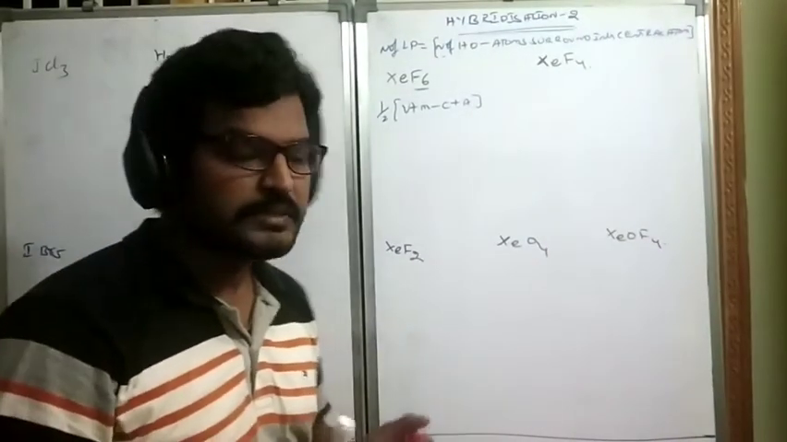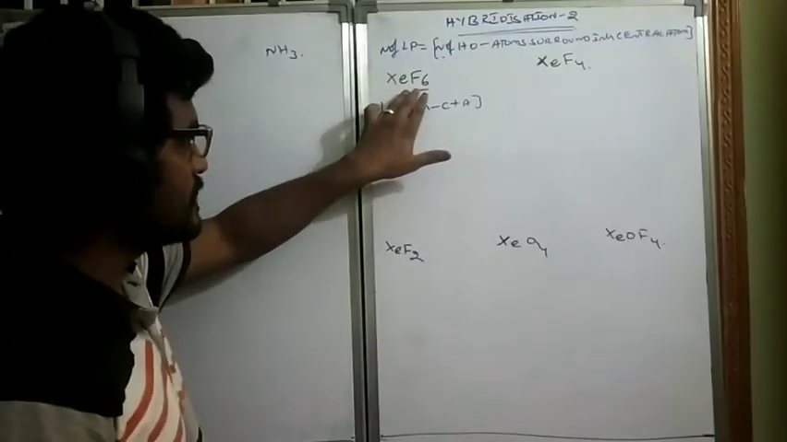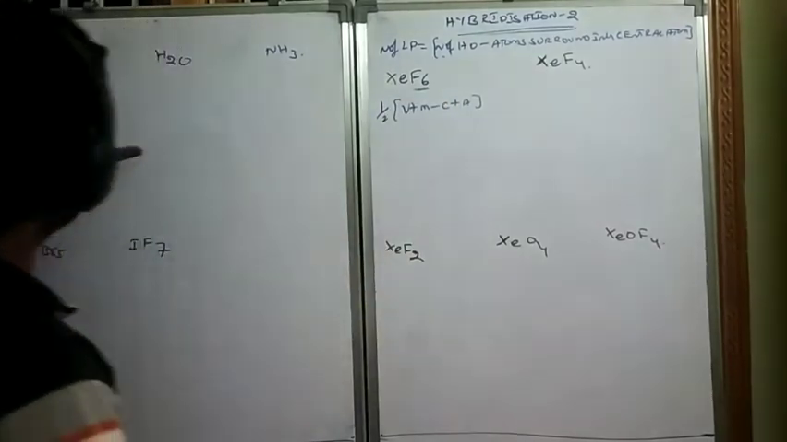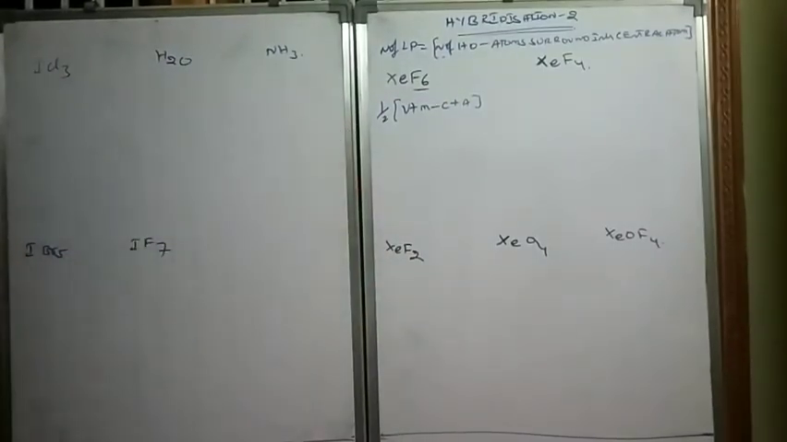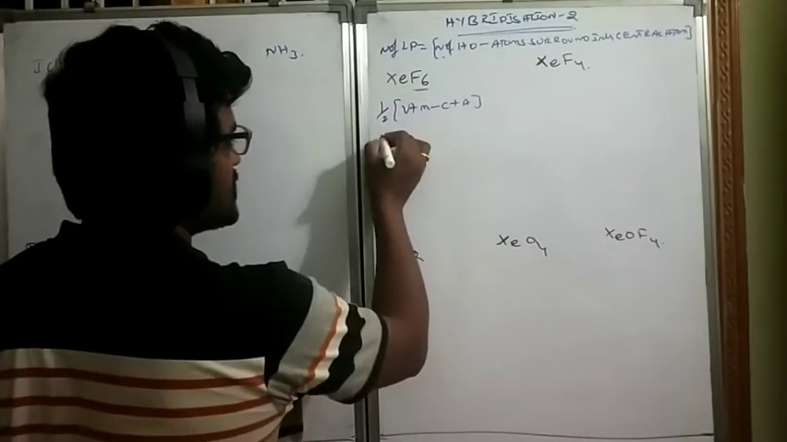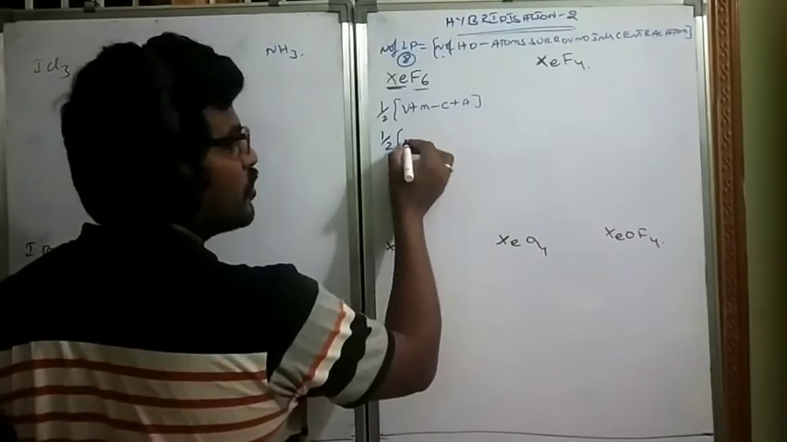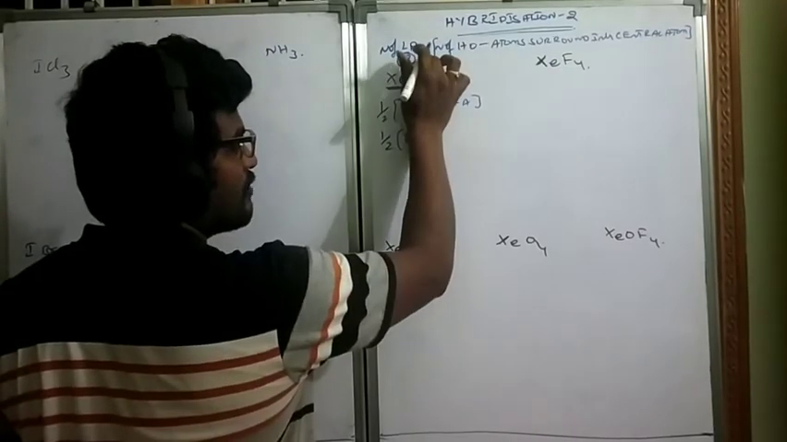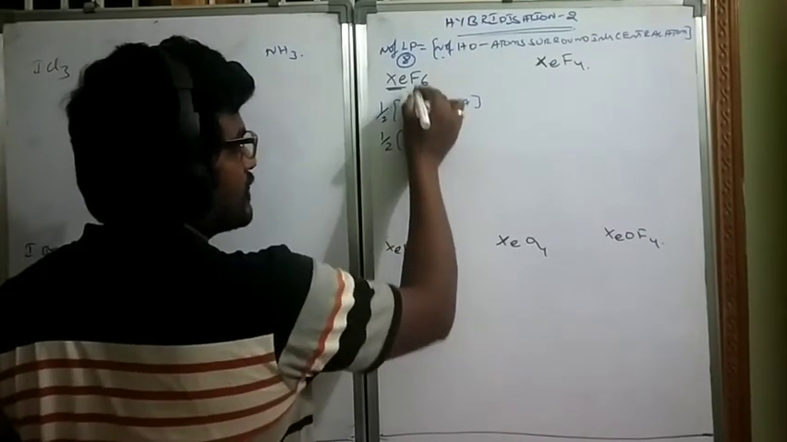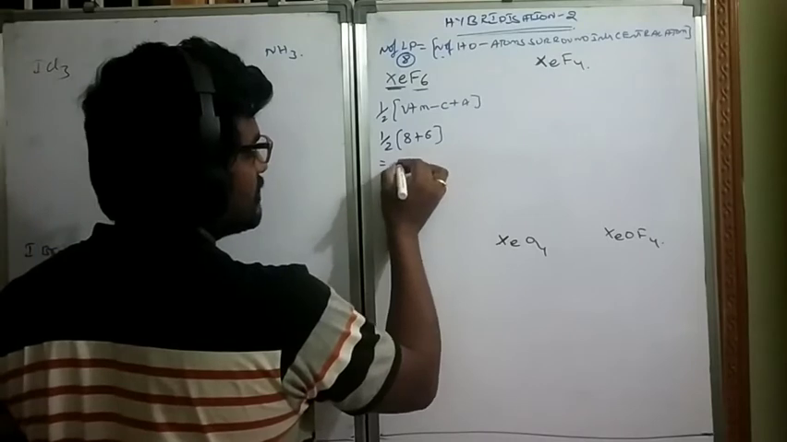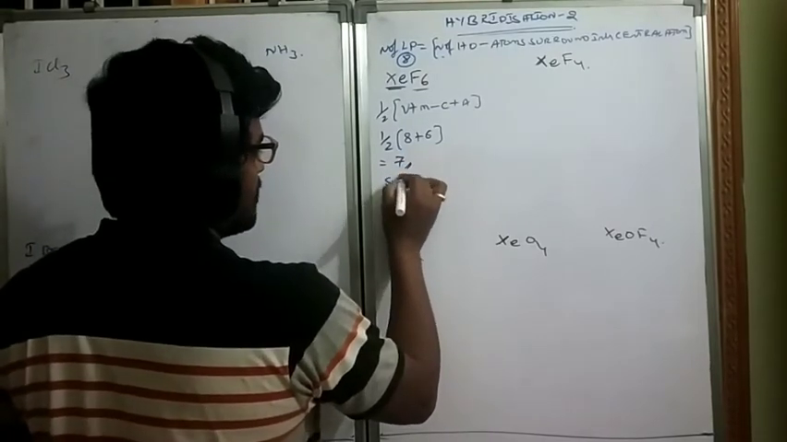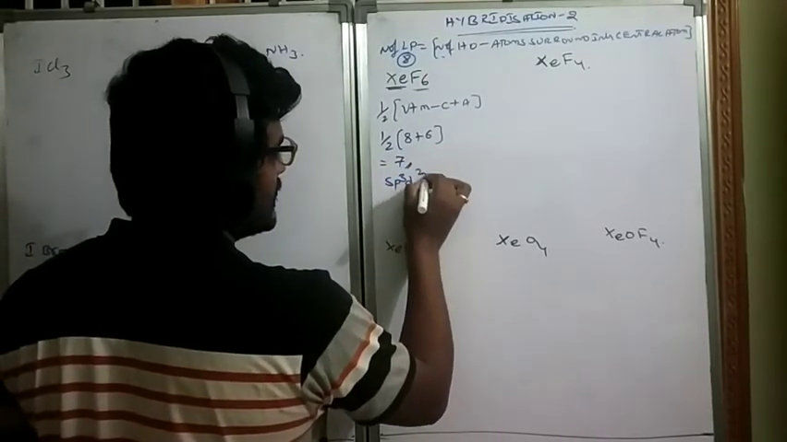Listen carefully. Whenever there is any molecule, we know how to find the hybridization by using the formula half into V plus M minus C plus A. Clear? Now let us see what is the hybridization in this thing. Half into, for inert gases the valence electrons will be 8. Fluorine atoms are 6. So it will be 7. So sp3d3.